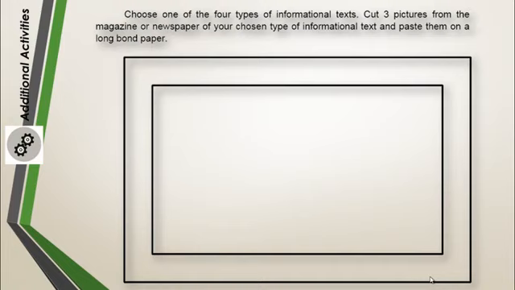Choose one of the 4 types of informational texts. Cut 3 pictures from the magazine or newspaper of your chosen type of informational text and paste them on a long bond paper.